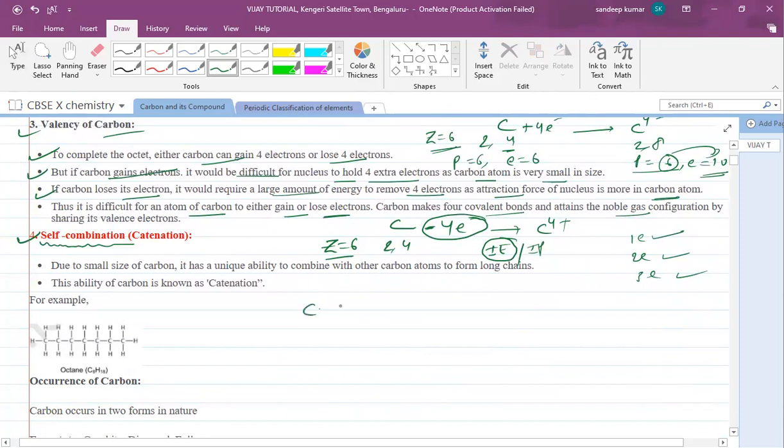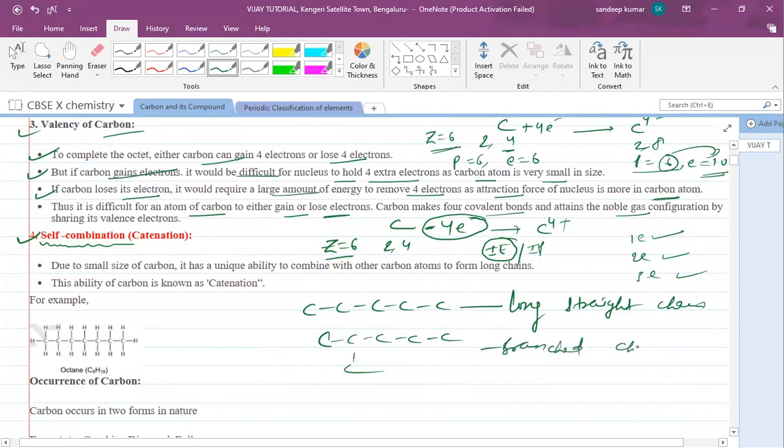See here, carbon can form a long straight chain. It can form a branched chain. And it can form a cyclic chain. This property of carbon atom to form long straight chain, branched chain, and cyclic chain, okay, this is a cyclic chain, this is called as what?